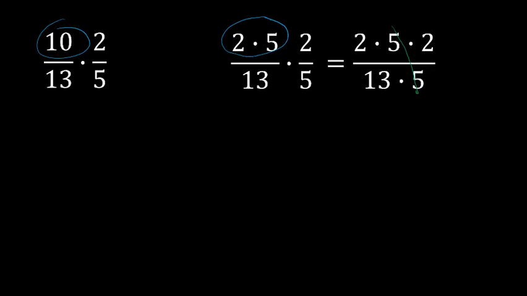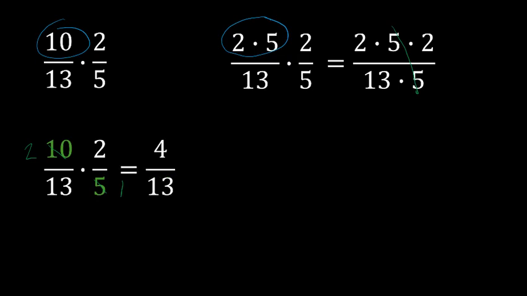Let's look at this in a different way. I'm going to take 10/13 times 2/5. And I can see that the 10 and the 5 share a common factor of 5. I can cross-reduce any numerator with any denominator. So 5 goes into 5 once, 5 goes into 10 twice. So then on the top I have 2 times 2, which is going to be 4. On the bottom I have 13 times 1, which is going to give me 13.